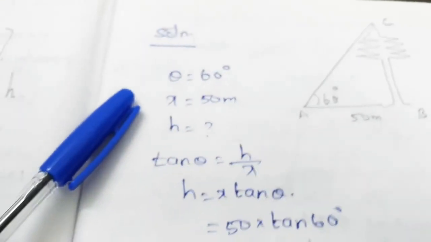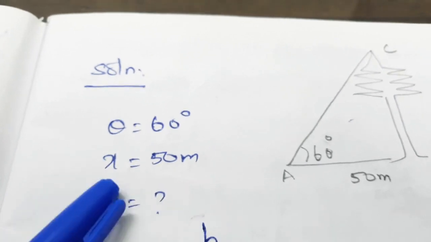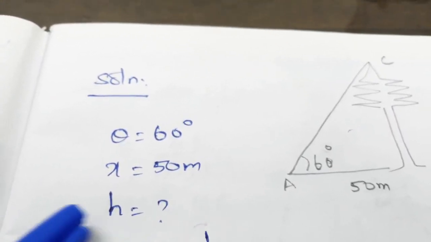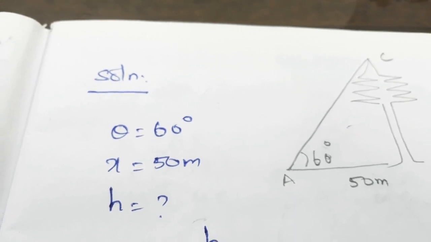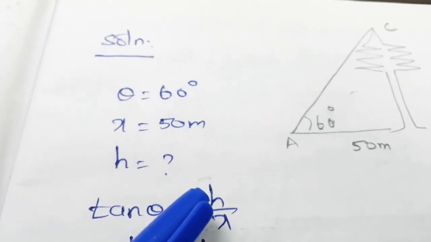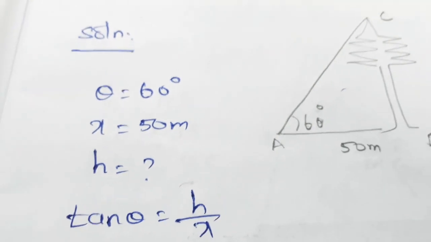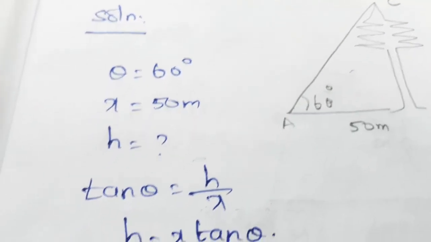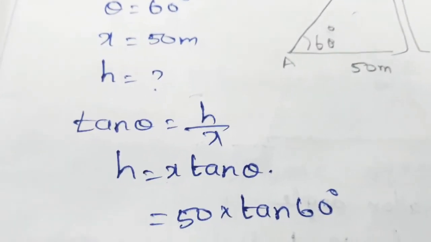Solution: theta equal to 60 degree, x equal to 50 meter, h to be determined. So what is the formula? Tan theta is equal to h by x. From this, h is equal to x tan theta. Substitute the values.